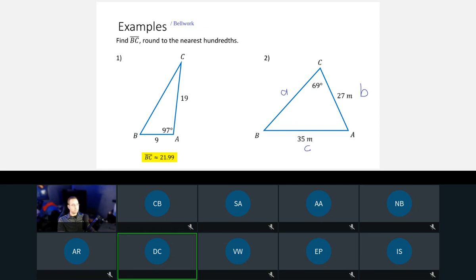So I have another question. Uh-huh. So for number two, let's say if we did use sine, would it be a squared equals b squared plus c squared minus 2bc sine a? Or is it a completely different equation?